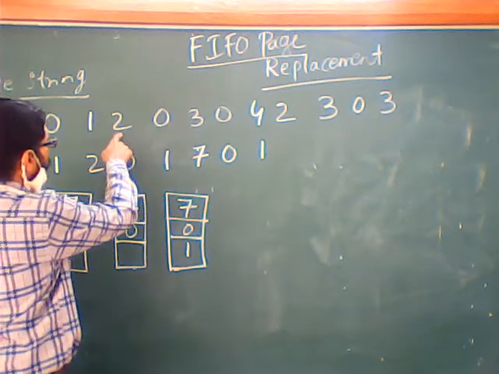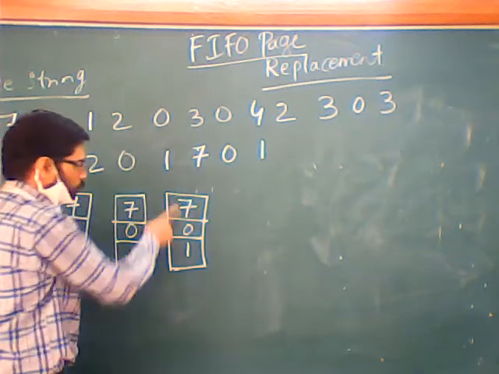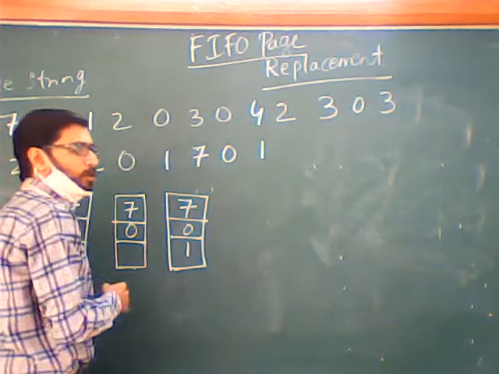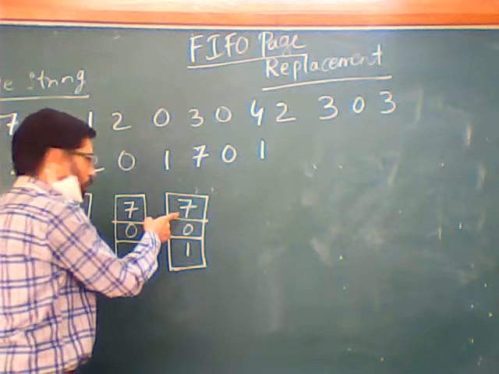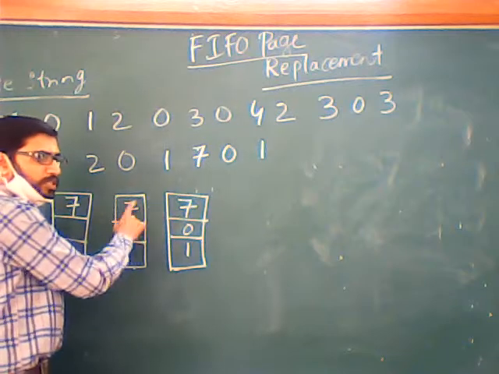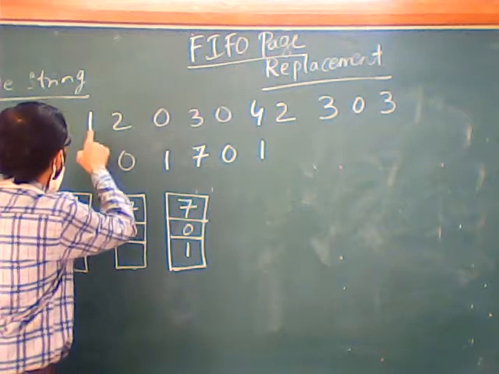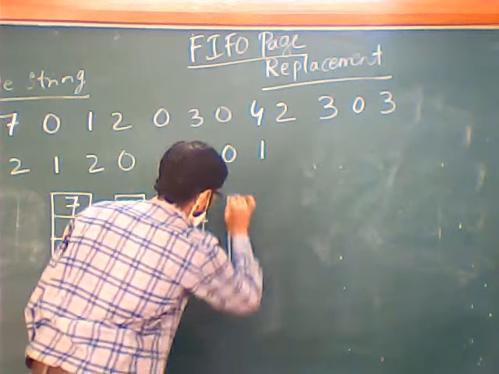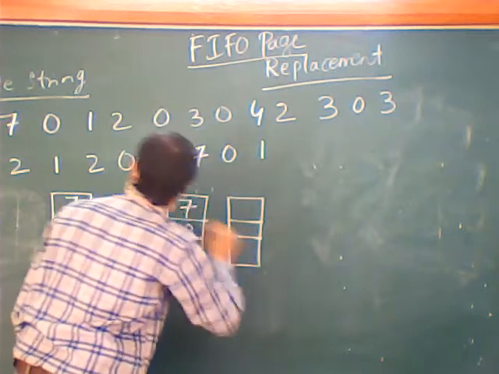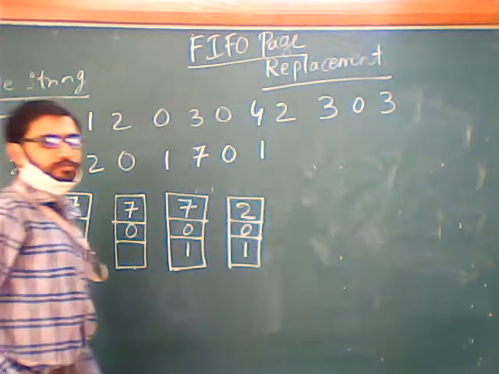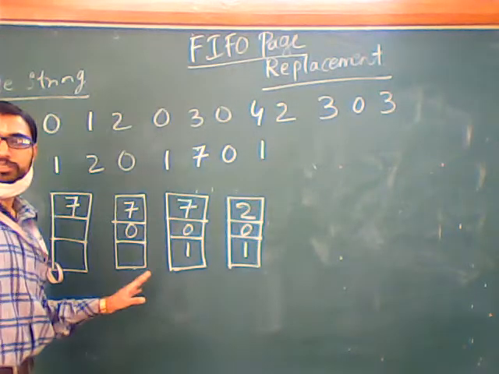Next, what do we need to refer to? Check 2. Is 2 available? No. So which one do I need to swap out? I will swap out 7, because 7 is the one which arrived first. First in, first out. So I will remove 7, and in place of 7, I will put 2, and the rest will be as it is. Are you all following this? Everyone?